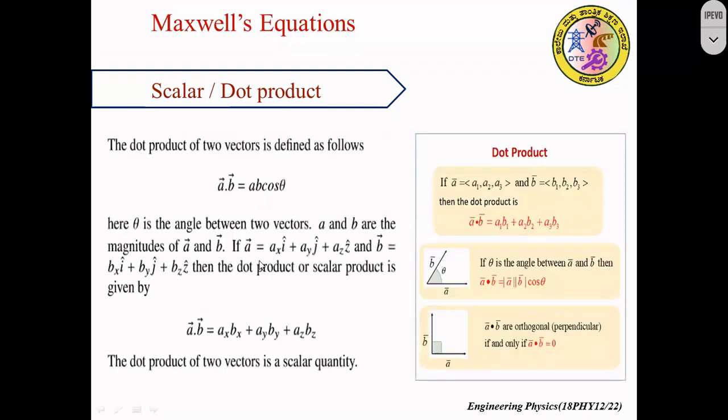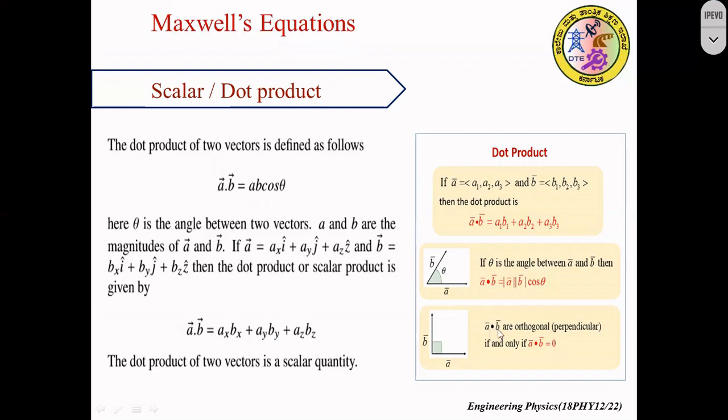Suppose the vectors are represented in component form. We can see here vector A is equal to Ax i cap plus Ay j cap plus Az k cap, and vector B is equal to Bx i cap plus By j cap plus Bz k cap. Then the dot product or scalar product is given by vector A dot B is equal to Ax Bx plus Ay By plus Az Bz. So in component form, it is expressed like this. Vector A dot vector B is equal to the summation of the products of the components.